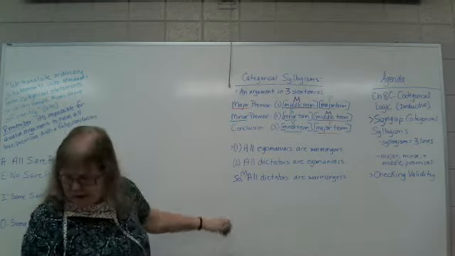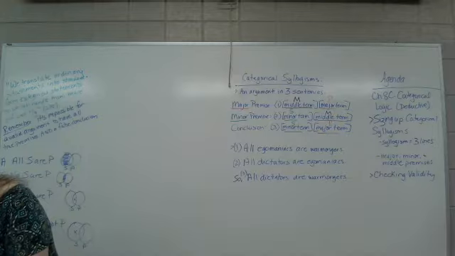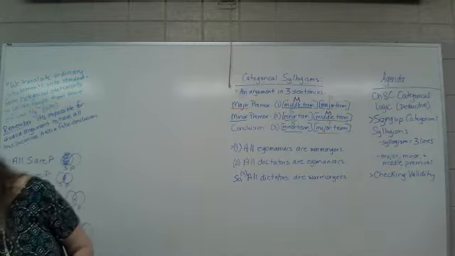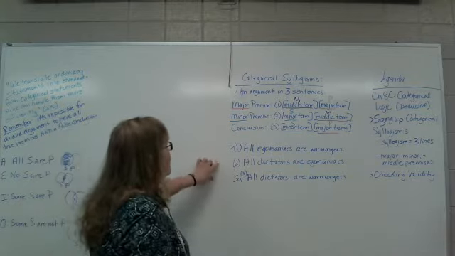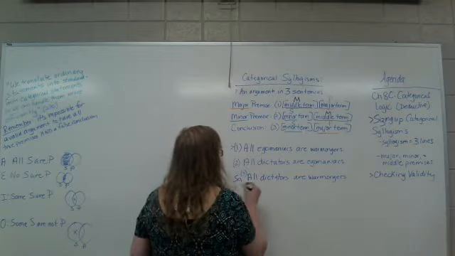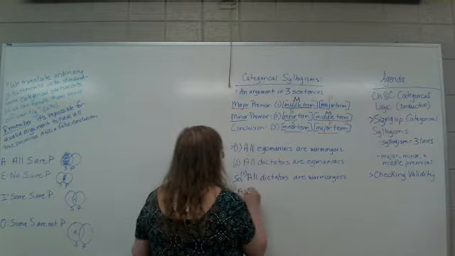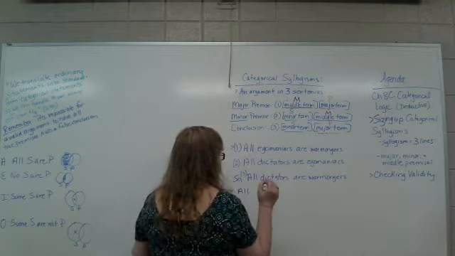It's in the book as well. I think it is page 284-ish. About 284. So this piece here, we're going to translate. Okay, that's the first thing we have to do. So we have all dictators are warmongers. Okay, that's the first place I'm going to go.